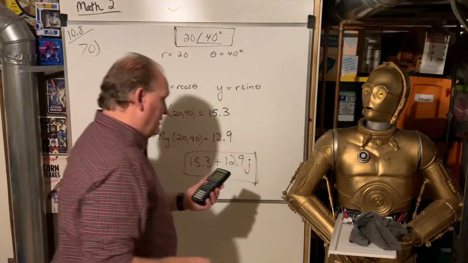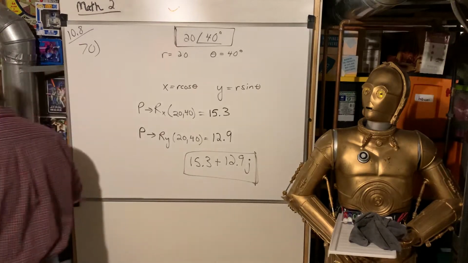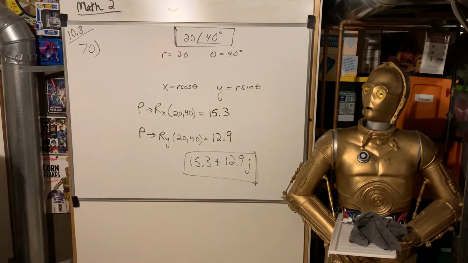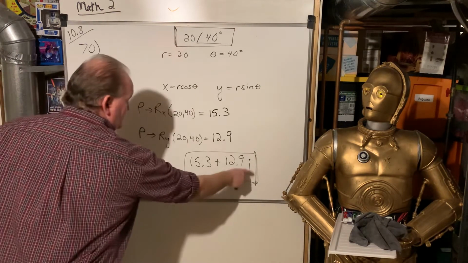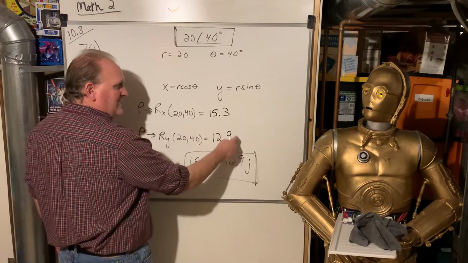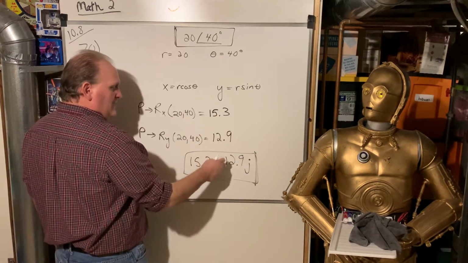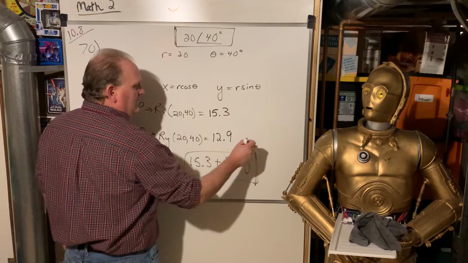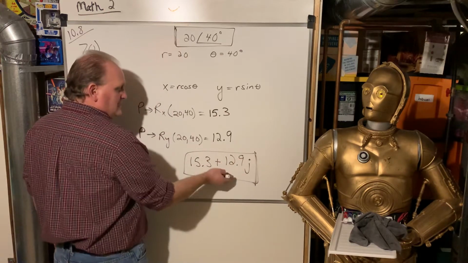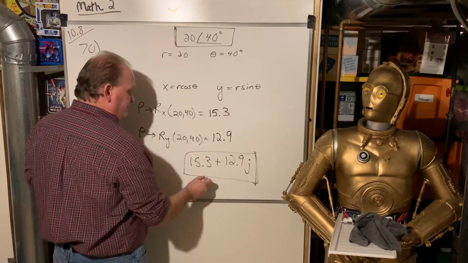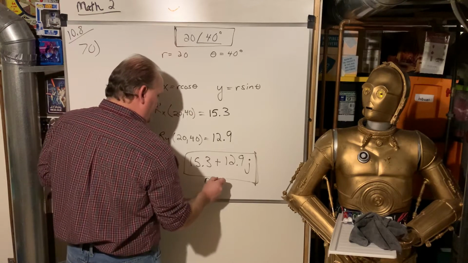All right, so nothing really new. I guess this part is new. You just tack a j onto that. So you found x and you found y. So you just write x plus yj. And this is considered rectangular form. Okay?